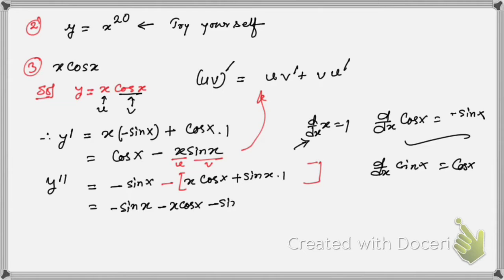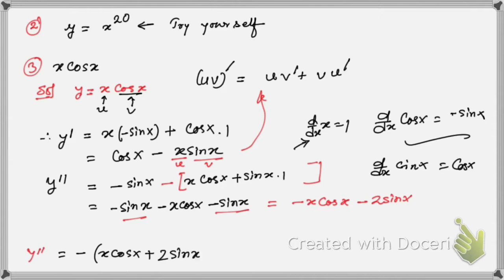minus sin x. Now this is equal to minus cos x minus 2 sin x, since minus sin x minus sin x is minus 2 sin x. So our result is this. On taking minus common, we have got this result. Hope you have understood this.